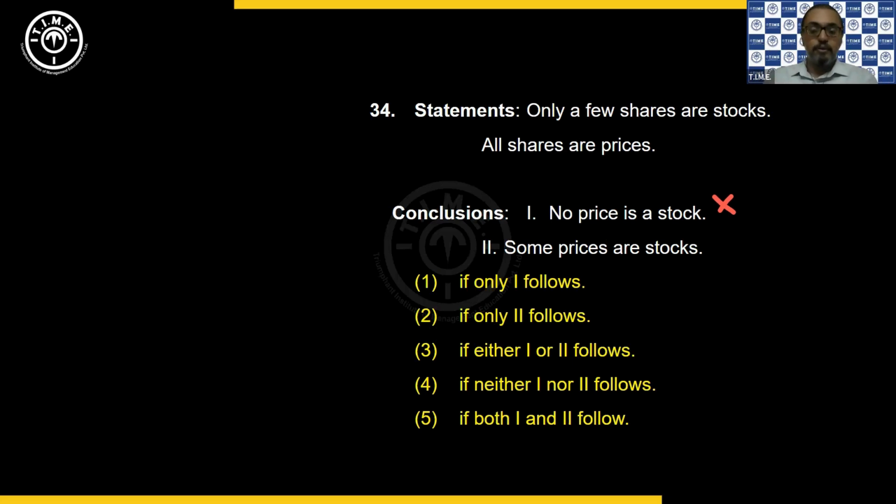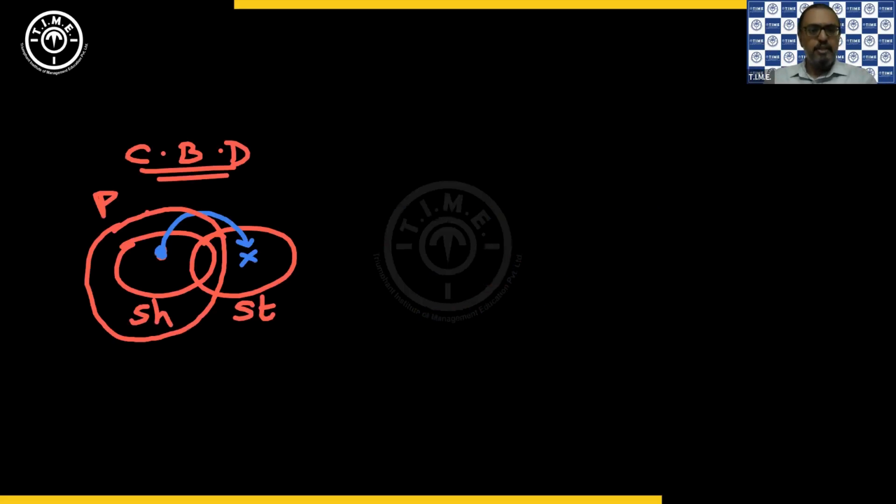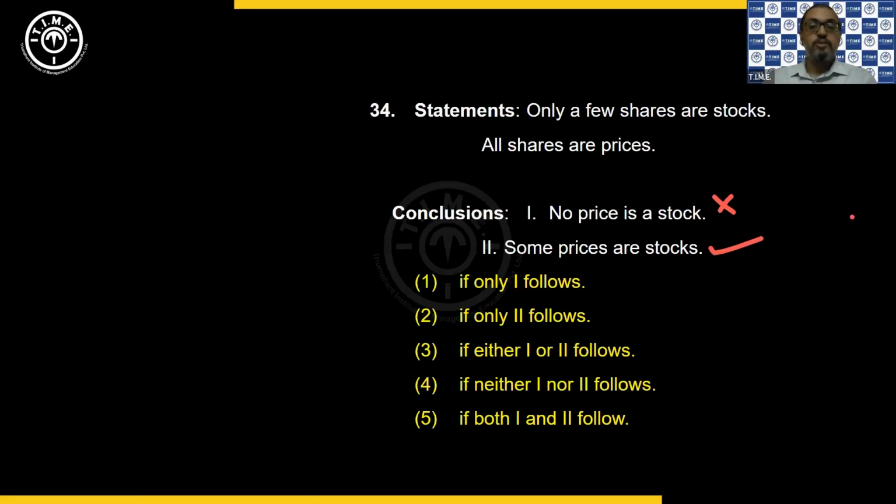Understood? Okay. Then next 2 says some prices are stocks. Yes, the P circle and the ST circle are overlapping. So some prices are stocks to satisfy. So only 2 follows will be our answer.